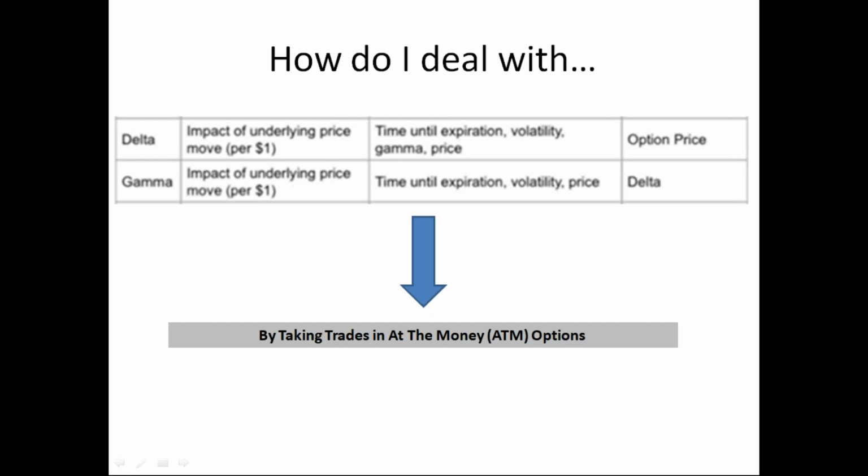Now, first part is how do I deal with delta and gamma. To take you back, delta and gamma basically tell you about what will be the change in options price for the underlying change in stock price. Now for that, what I do is I take trades only in at the money options. And secondly, because it's an intraday strategy, the delta doesn't change a lot if you are trading in ATM options.